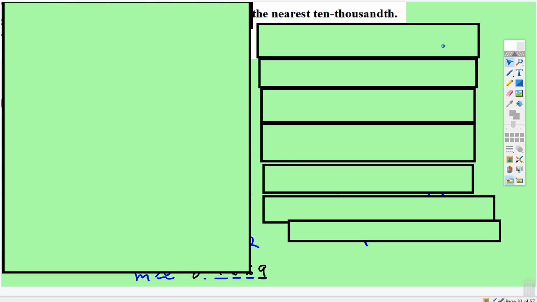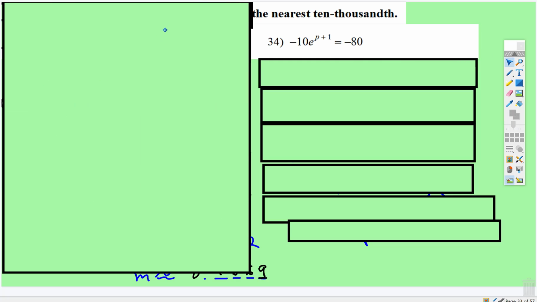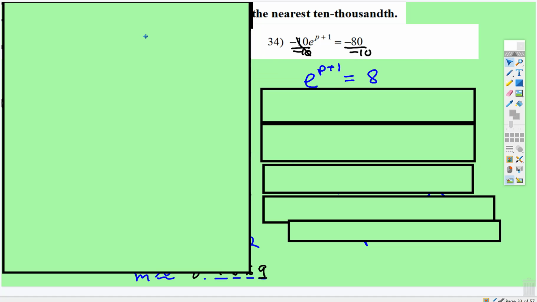All right, so now we're going to go to this one. So now we have a base of e, and we have a negative 10 attached, so we're just going to first divide both sides by negative 10. And what we have is e to the p plus 1 is equal to 8. And again, now what? We're just kind of stuck.